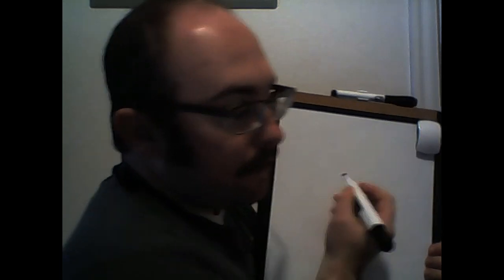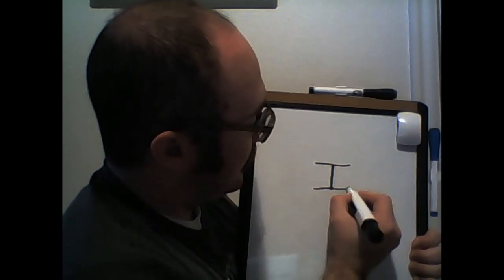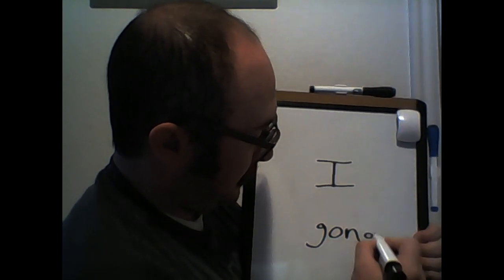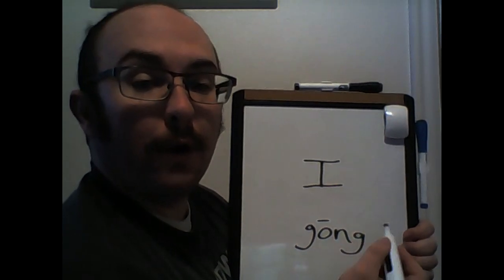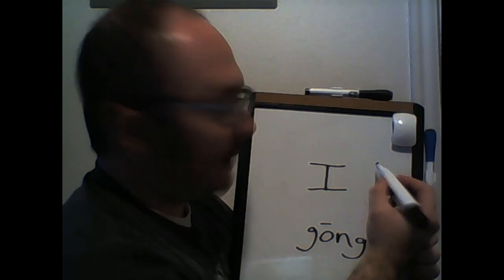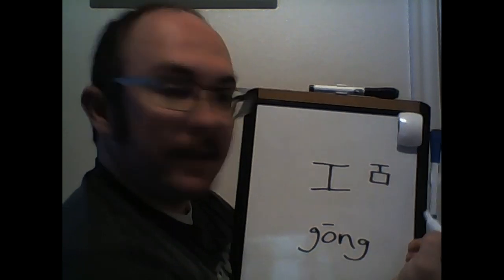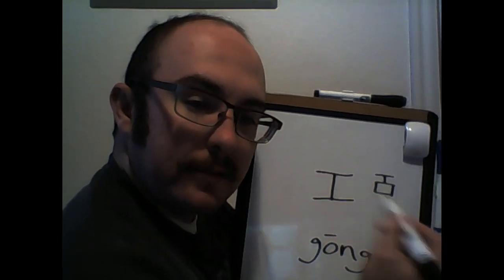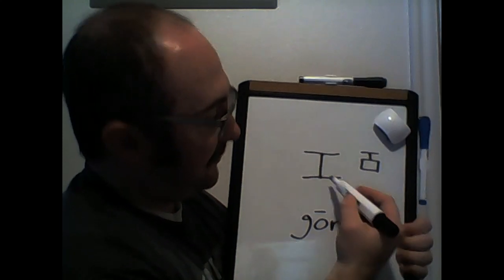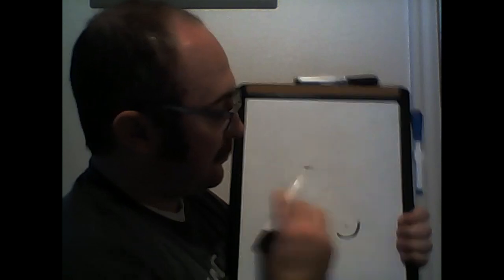Okay. So radical 48. Radical 48 kind of looks like a capital letter I in English. It is gōng, gōng, means to work. Now this is a character by itself, and its ancient form is like this, and so it kind of looks like a shovel, kind of representing work in that aspect. So classical, the shovel's above the ground. Modern, the actual spade itself is below the ground. You can think about it that way to help you remember that. Yeah. Gōng, to work. Gōng.